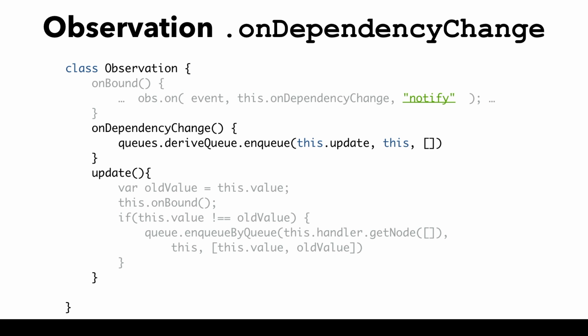CanJS's derive queue only allows a function to be enqueued once. This means that if an observation receives multiple notifications, only a single update is performed. For example, if first and last change within a batch, update would run only once. Finally, we enqueue the observation's event handlers within their appropriate queue.